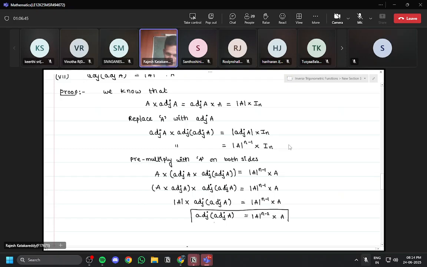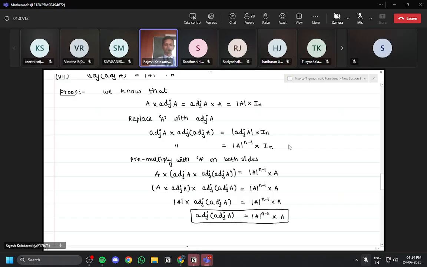So special case, as we wrote earlier, you can take n equal to 2. Adjoint of A will be equal to A itself for a second order matrix. Clear? For third order, you will get determinant of A into matrix A. Am I clear? Any doubt in this? Anybody? Any doubt in this part?